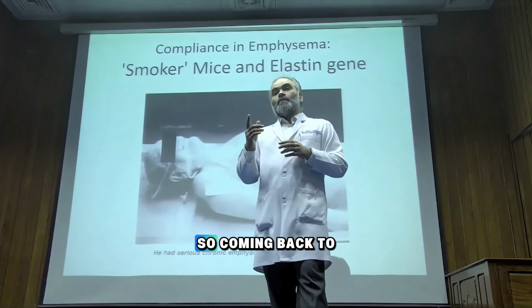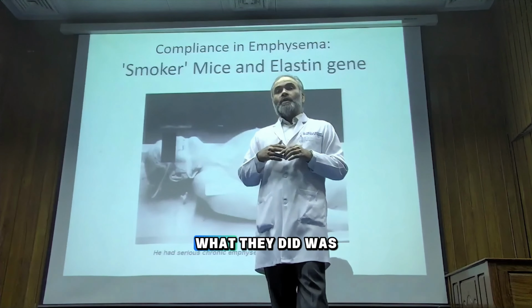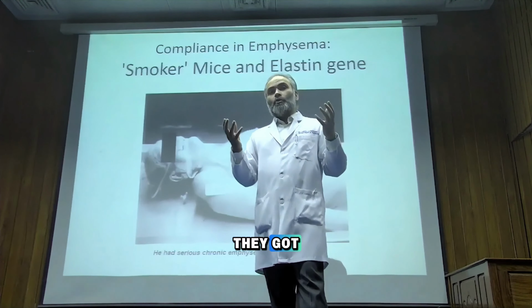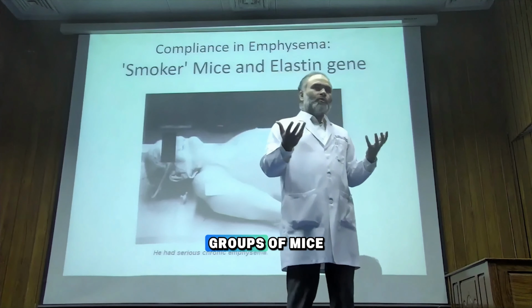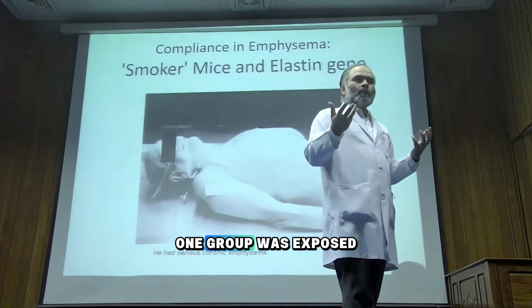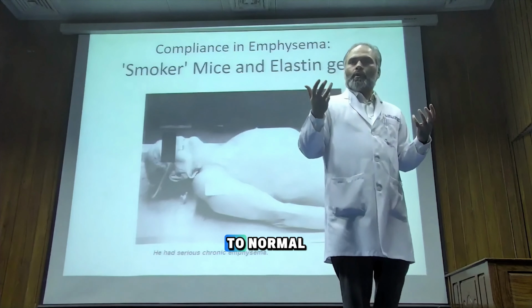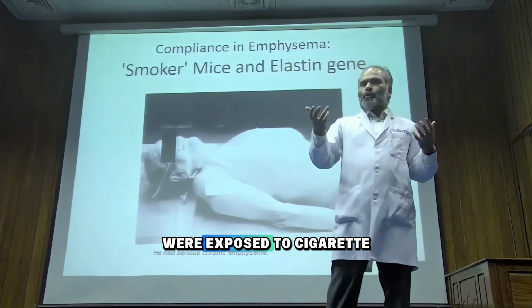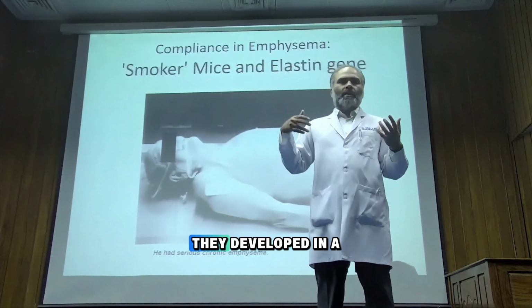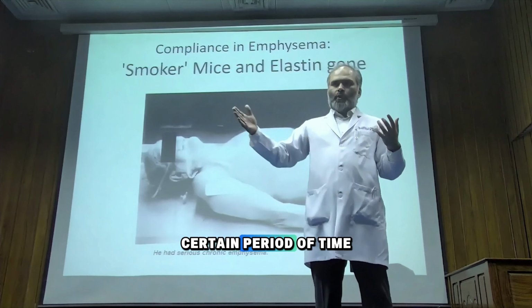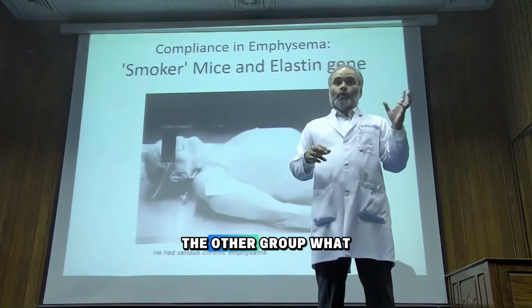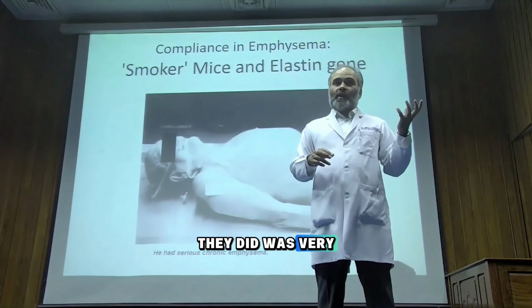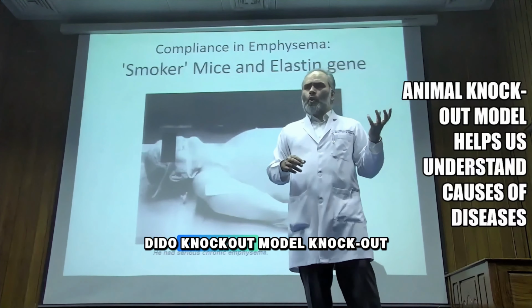Okay. So coming back to the mice, how did this theory come about? How did they discover it? They had two groups of mice. One group was exposed to cigarette smoke. In a certain period of time, they developed emphysema, COPD. The other group, what they did was very clever. Do you know knockout model?